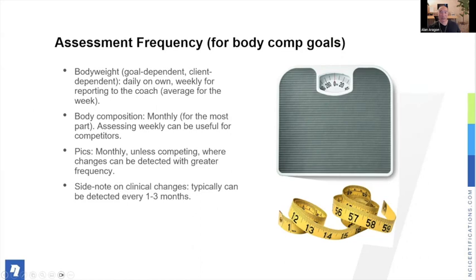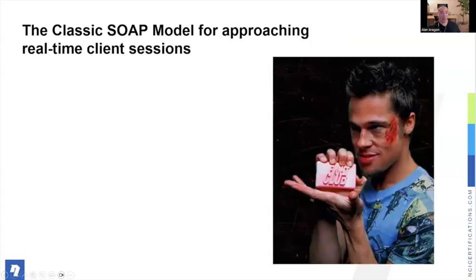Side note, clinical changes typically can be detected every 1 to 3 months. Now, you may be somebody who's interested in looking at clients' blood work, and that's fine. I want to remind you that being interested in knowing what's going on clinically is a good thing, and being aware is a good thing. But you just have to be careful about playing doctor in these situations, which may fall out of scope of practice of nutritional coaches.